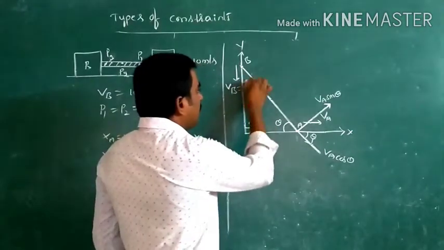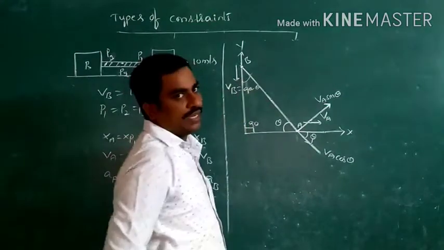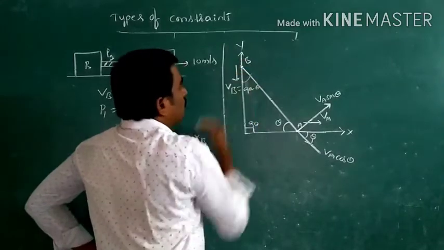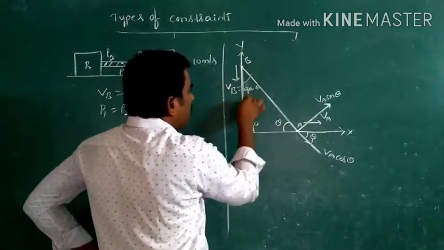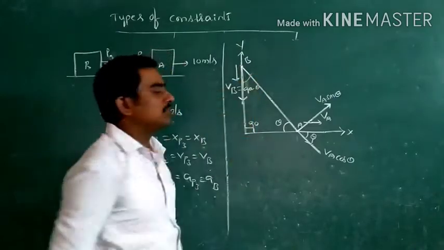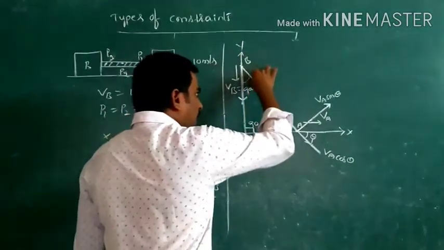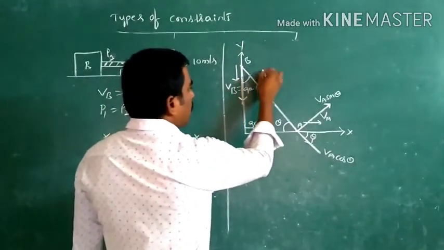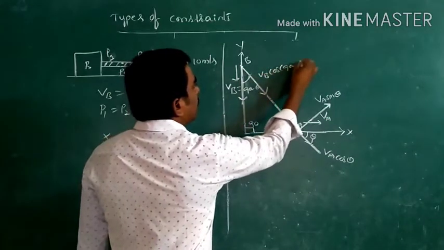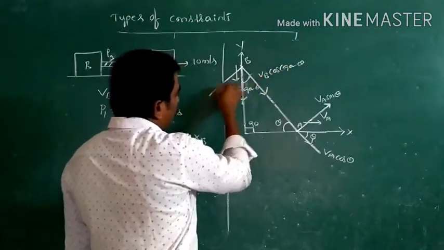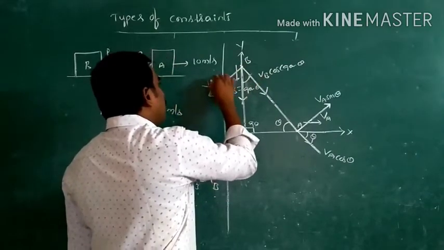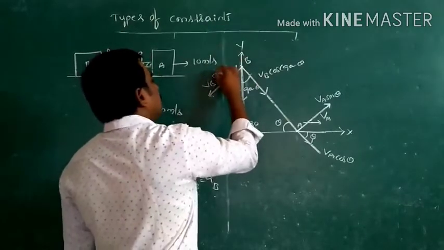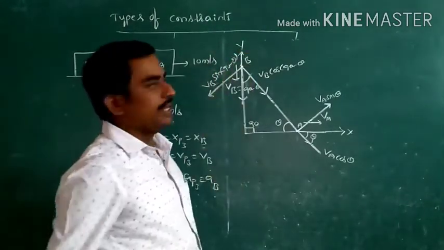Now what about this angle? 90 minus theta. Now let us assume this is the velocity in the downward direction. This velocity can be resolved into two components. One component is along the length of the string, and this is the angle, so VB cos(90 minus theta). And there is one more perpendicular component, VB sin(90 minus theta).